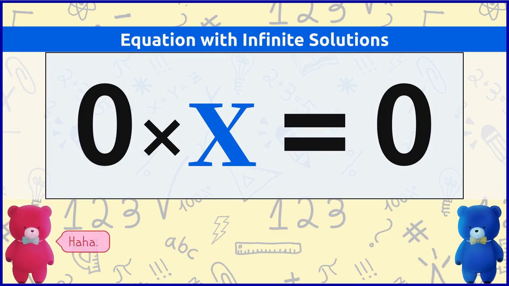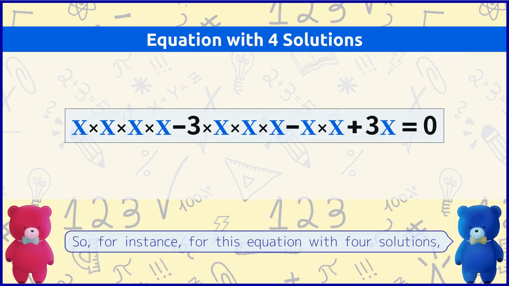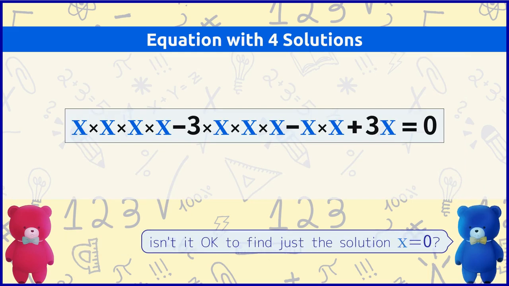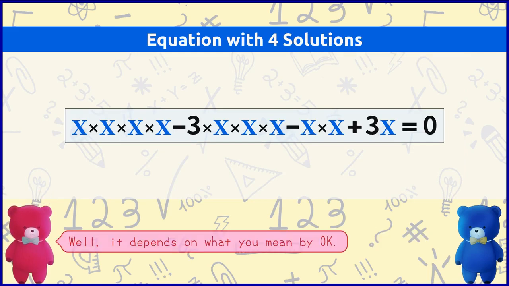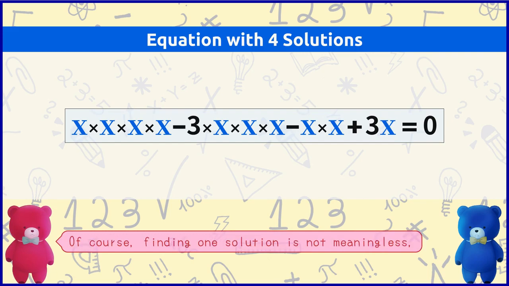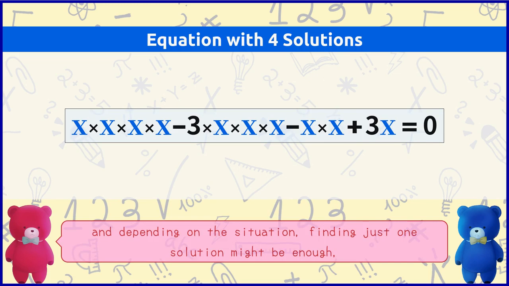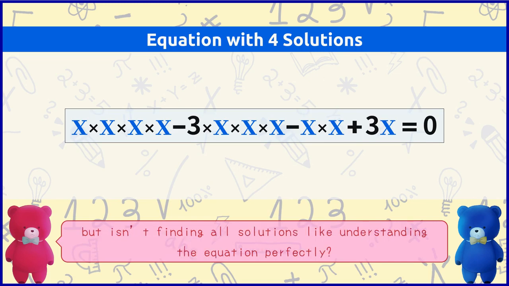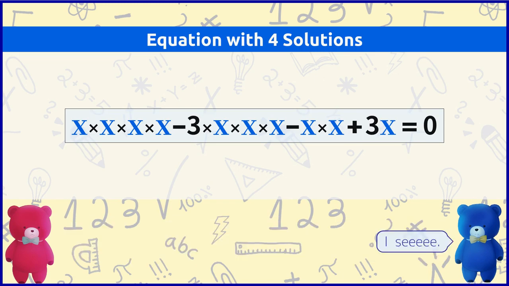So, for instance, for this equation with 4 solutions, isn't it okay to find just the solution x equals 0? Well, it depends on what you mean by okay. Of course, finding one solution is not meaningless. And depending on the situation, finding just one solution might be enough. But isn't finding all solutions like understanding the equation perfectly? I see.